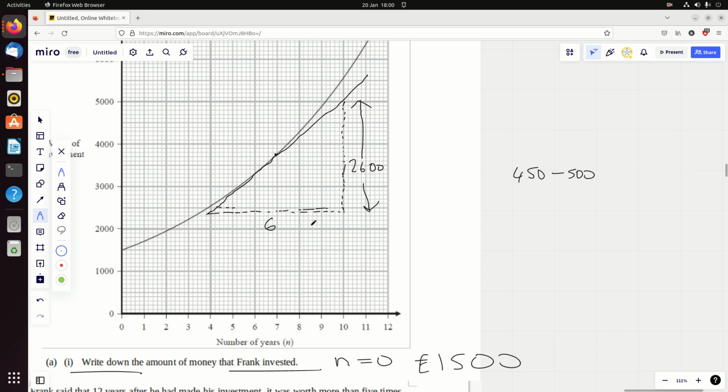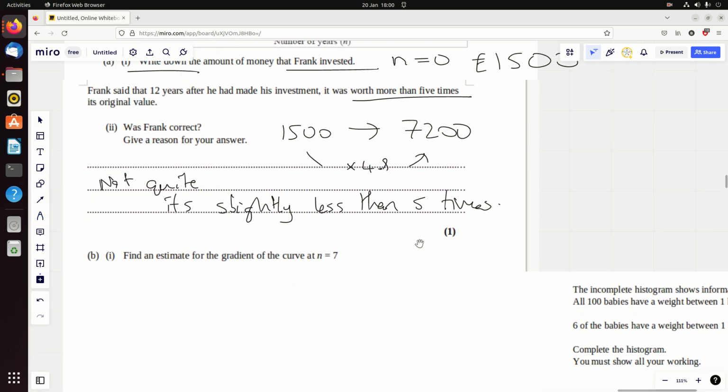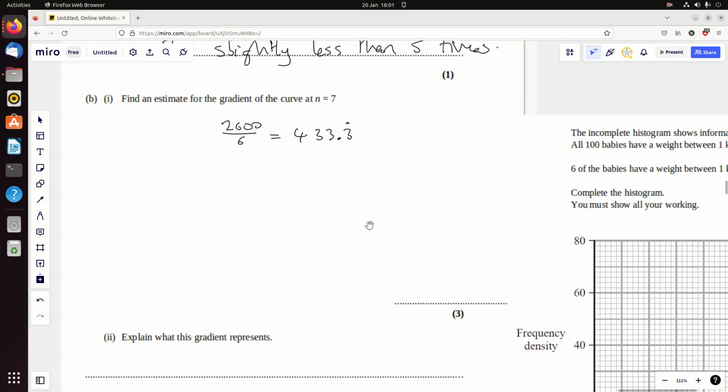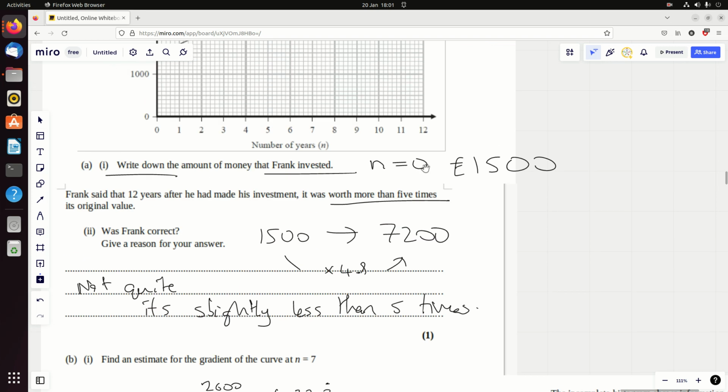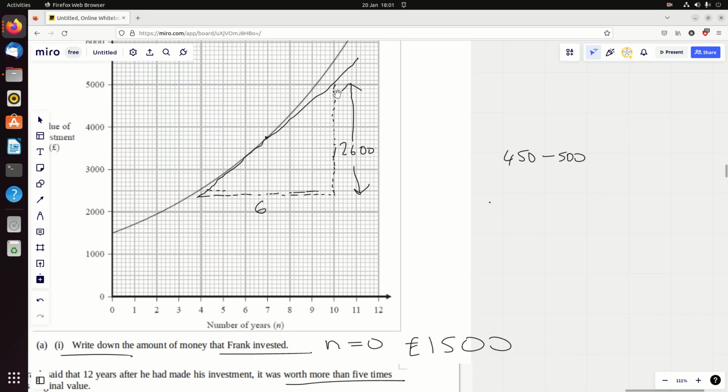And 2,600 divided by 6. So let's do this down here. 2,600 divided by 6 equals, let's have a look, 433. There we go. So I'm outside of tolerance. Yeah, this would give me, well, how many marks was this worth? 3 marks. You get 2 out of 3 there, provided you've put your triangle on there, yeah, and you've shown your working, yeah.